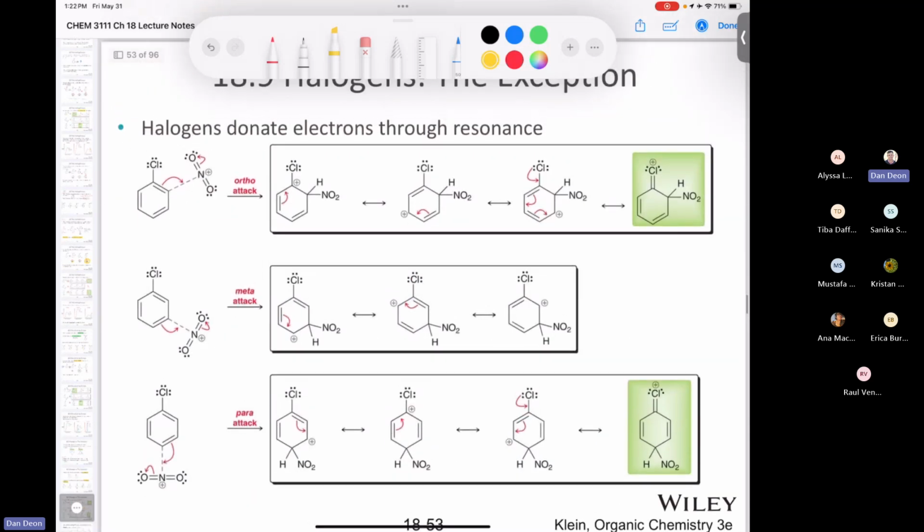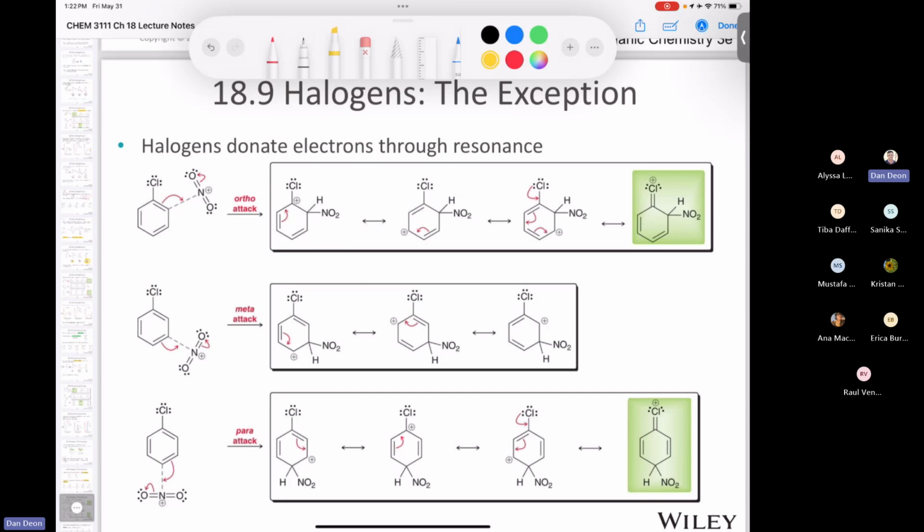So check it out. If you look at all the sigma complexes that result from the nitration of chlorobenzene, if you look at the ortho and para attacks, what do you see? You end up with one extra resonance form in both cases where the positive charge is not in the ring, but it's on the actual halogen itself. You see it here and here, okay? However, if you look at meta attack, you don't see that. That extra resonance structure is missing. It's not there. And so there you go.